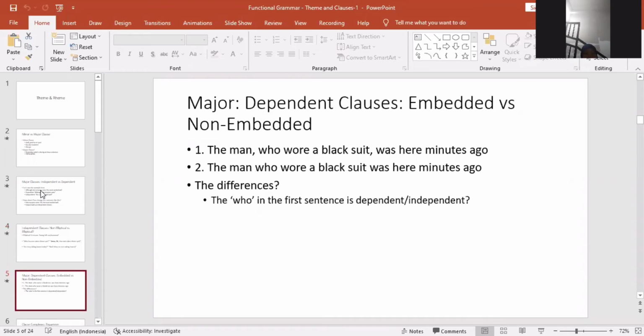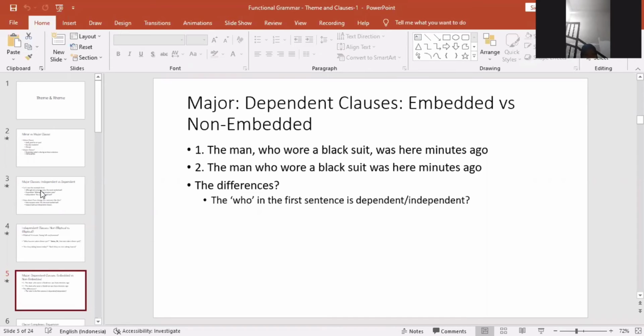And the last one, major dependent clauses: embedded versus non-embedded. Embedding is a mechanism where the element is a clause functioning in the group structure, itself a constituent of the clause. For example, the man, the man who. The difference is the "who" in the first sentence, independent or dependent.